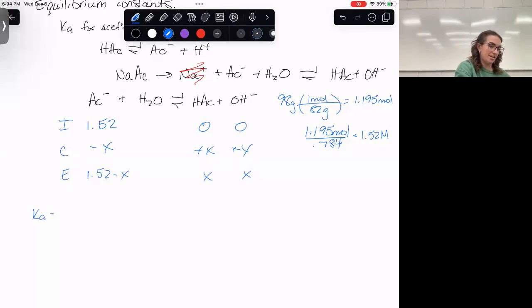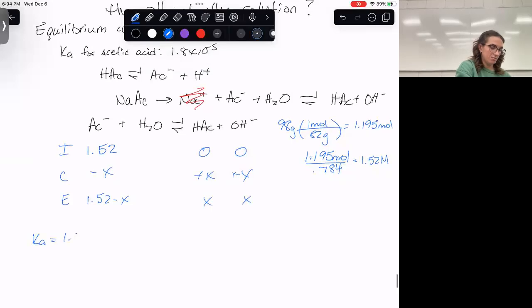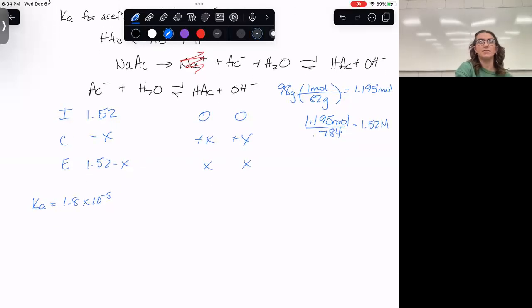We're given Ka is equal to 1.8 times 10 to the negative 5. But what are we using? Kb. How do we find Kb? Through Kw. Yep. Kw is equal to Ka times Kb. What's Kw? Yep.